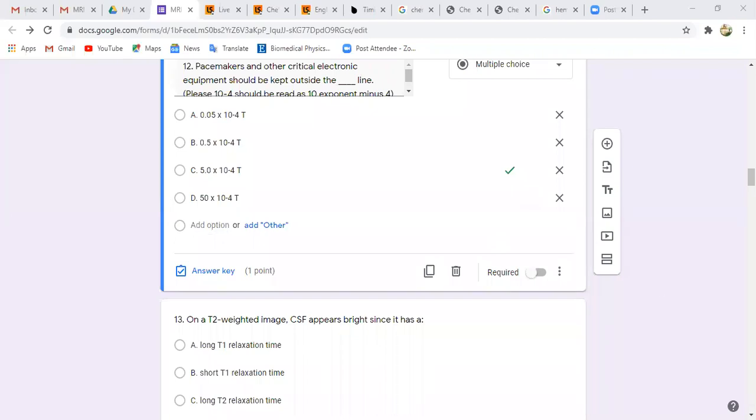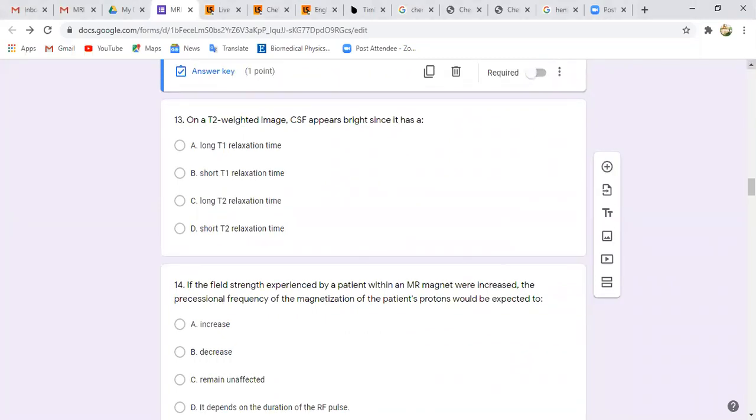So for question 13, in a T2 weighted image, the CSF appears bright since it has what? A long T2. A short T2 makes it darker. T1 has short TR and TE. That's why water is black and fat is bright. Then in T2, because it has a longer TR and TE.